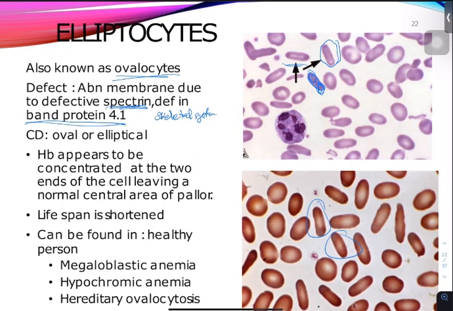Okay? They can also be found in a healthy person. But usually, this is related to your megaloblastic anemia, hypochromic anemia, hereditary ovalocytosis. Additional to that is your IDA or your iron deficiency anemia, thalassemia major, and your myelodysplastic anemia, myelophthisic anemia.